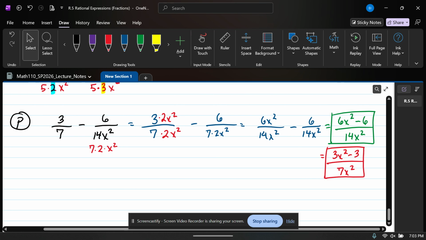Okay, so denominators aren't the same. We got to make them the same.